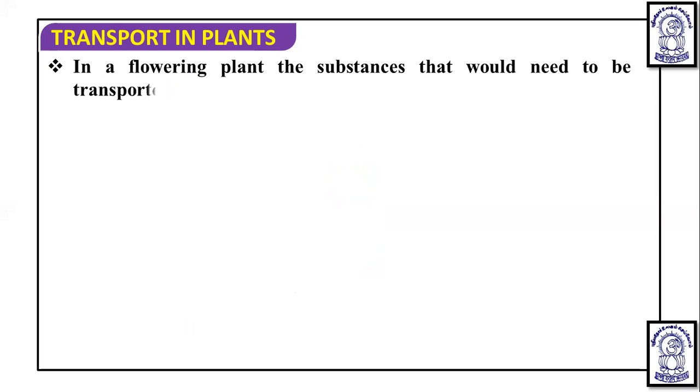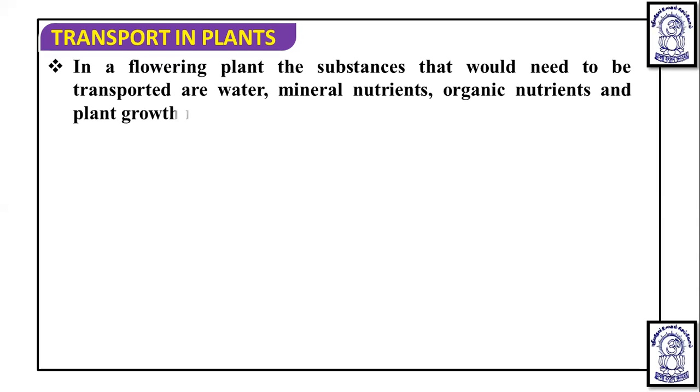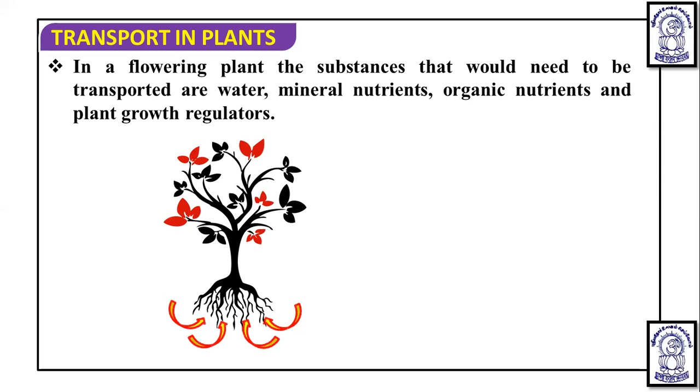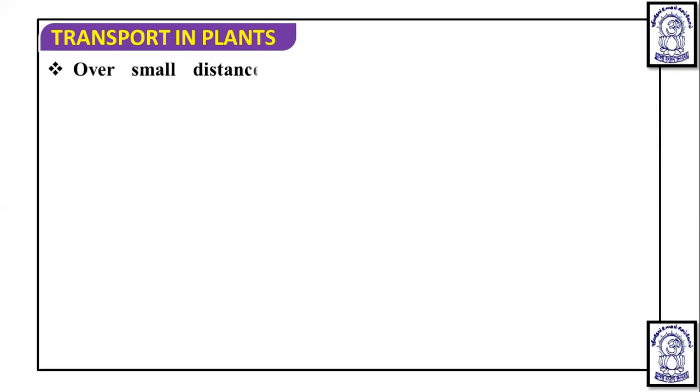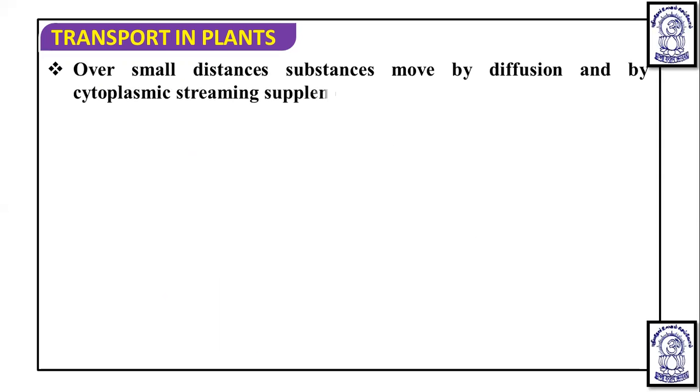So in a flowering plant, the angiosperm, the substances which are regularly transported are water, mineral nutrients, organic nutrients, and plant growth regulators. So these are the substances that need to be transported regularly, and some are transported from the root to the stem and upper parts. To transport, they have to deal with the distance. So distance can be short or long.